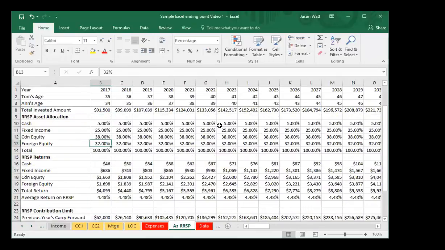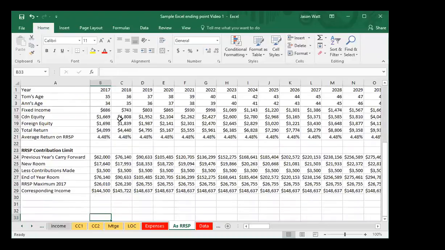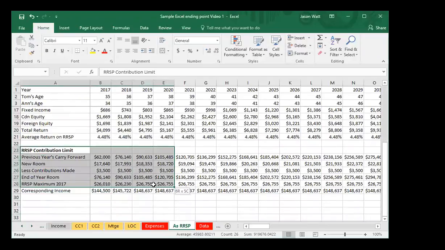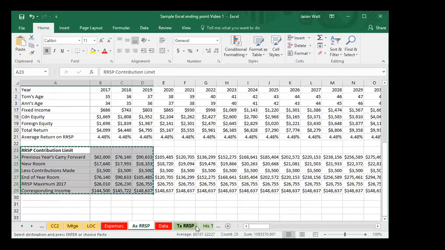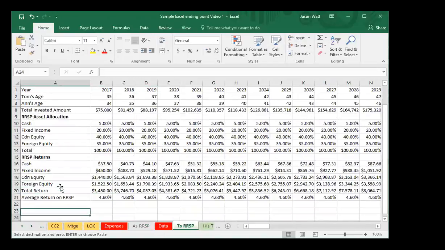So we've got that built out. Now we're going to grab the RSP contribution limit stuff, and I'm going to grab all 3 years of it here, and we're going to copy that over to Tom's RRSP, because we don't want Tom to go over either.